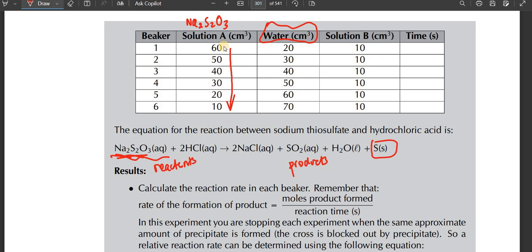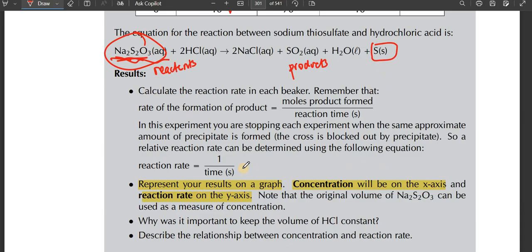So that is why you see that the volume of sodium thiosulfate is decreasing, because it is forming the products. It's forming the precipitate. Okay.